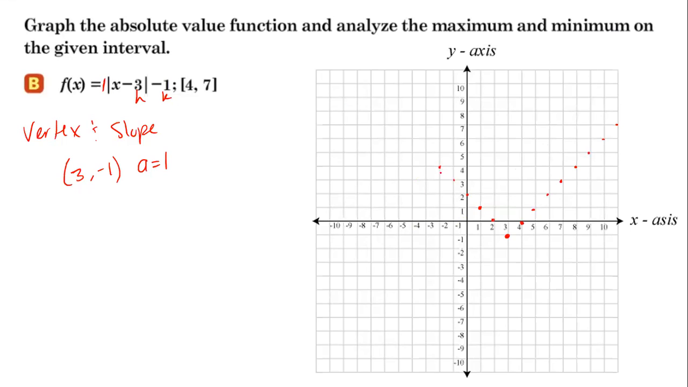I really don't need to go that far because it said 4 to 7, so I'm going to stop right here. Bam. Okay, my interval is 4 to 7, so I'm going to highlight from 4 to 7. I'm here at 4, I'm here at 7, and the space on the line is there. So now I've graphed, highlighted, and now I'm going to identify what's the max, what's the min.